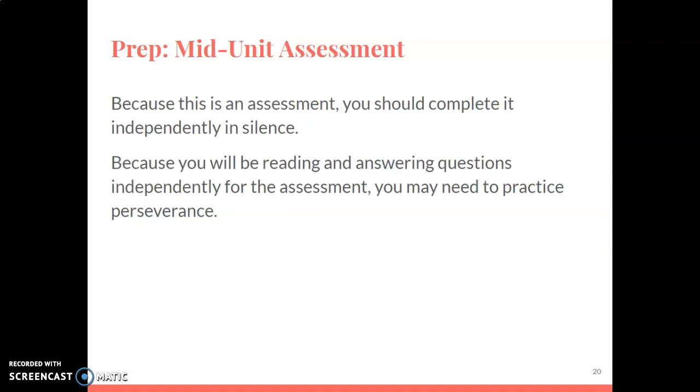Because this is an assessment, you should complete it independently in silence. Because you'll be reading and answering questions independently for the assessment, you may need to practice perseverance.